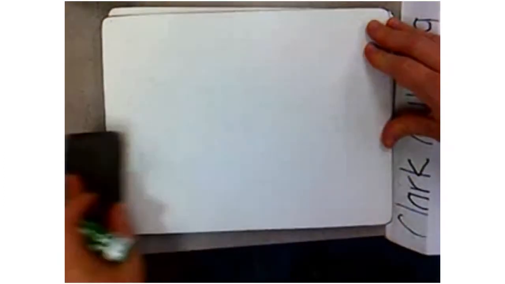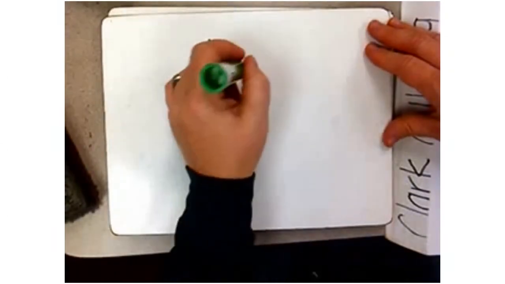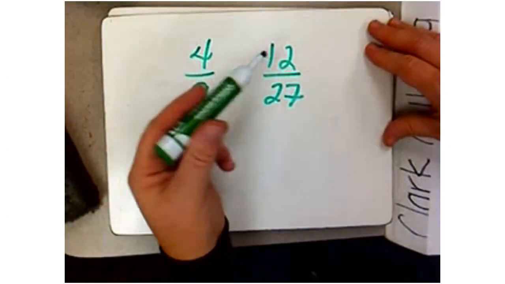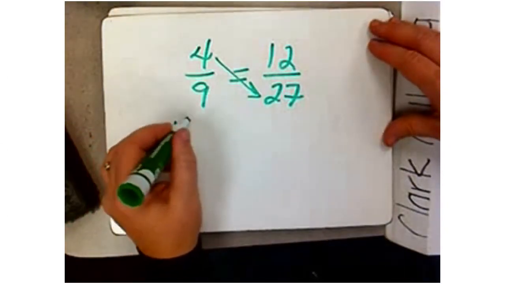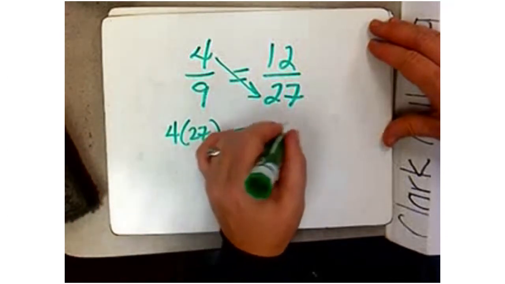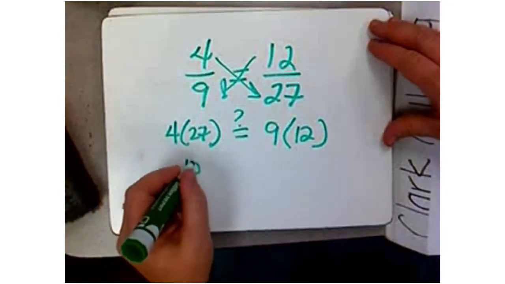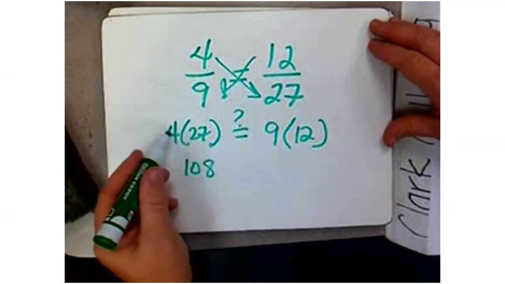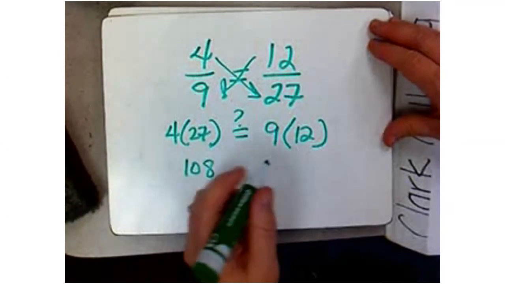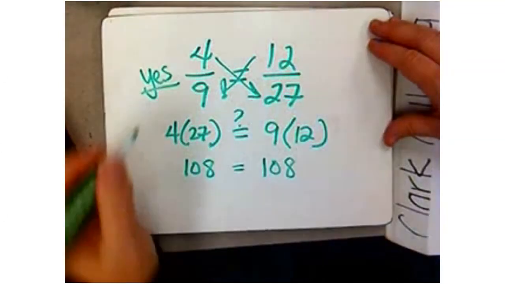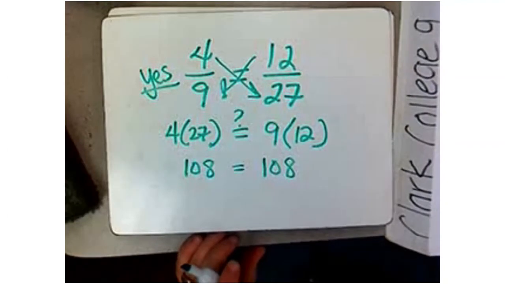In the other example, in example 2, they ask, what about 4/9 compared to 12/27? Is 4/9 equivalent to 12/27? So we would go 4 times 27. Does that equal 9 times 12? So 4 times 27 is 108. 4 times 20 is 80. 4 times 7 is 28. 80 and 28 is 108. And 9 times 12 is 108. So this is proportionate. 4/9 is proportionate to 12/27. So you can use this cross multiplication technique to check whether something is proportionate or not.